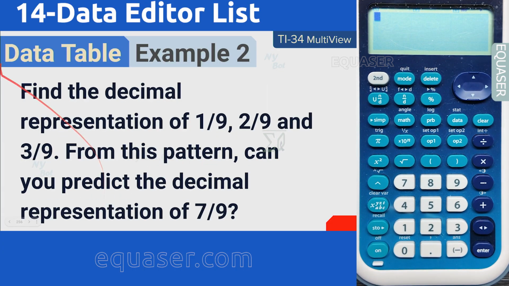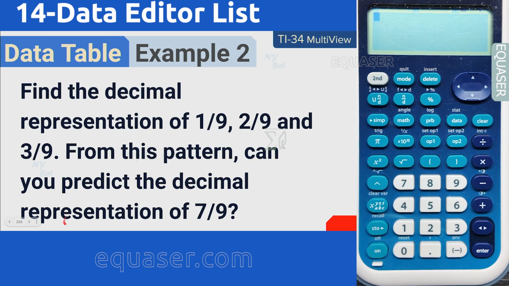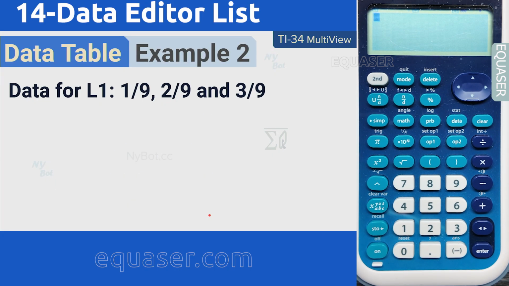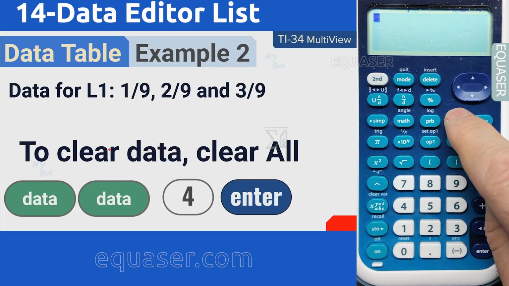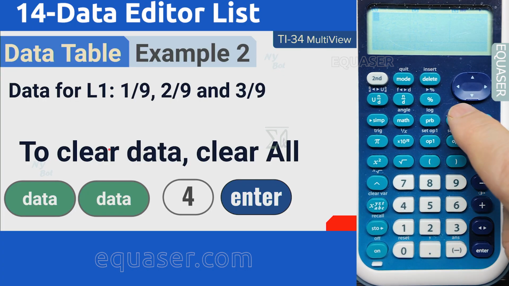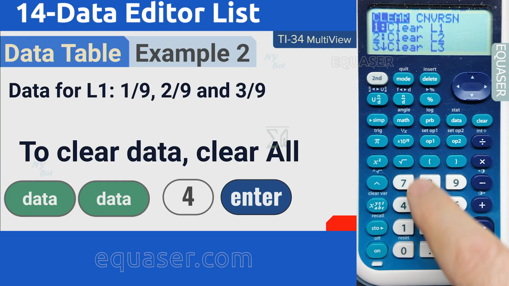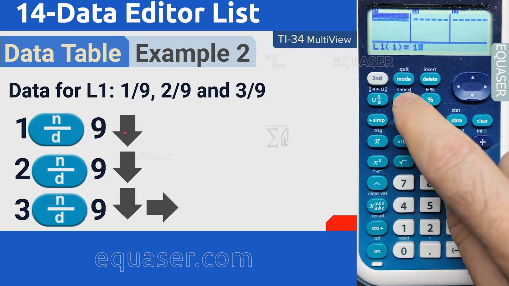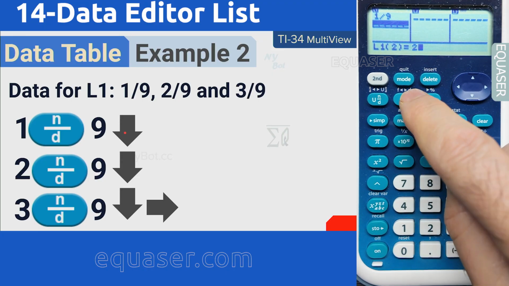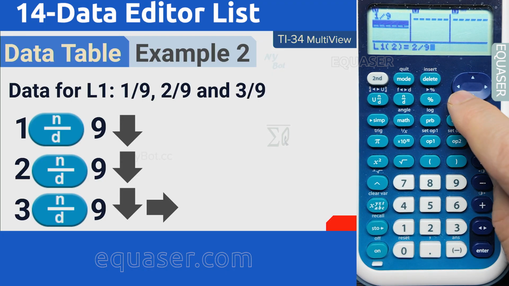Now here is example 2. Find the decimal representation of 1 over 9, 2 over 9, and 3 over 9. From this pattern, can you predict the decimal representation of 7 over 9? We want to enter these data into L1. Clear data twice. So data and then data and 4, we cleared it. And then 1 over 9, and then 2 over 9, and then 3 over 9.